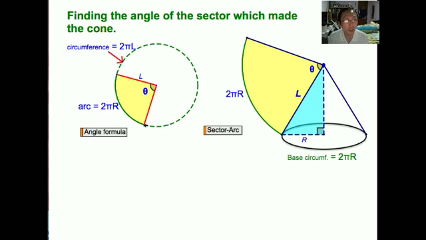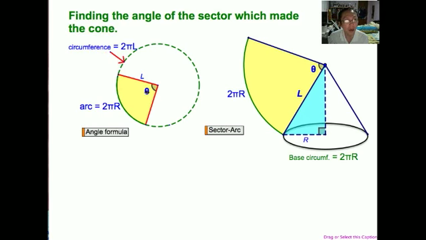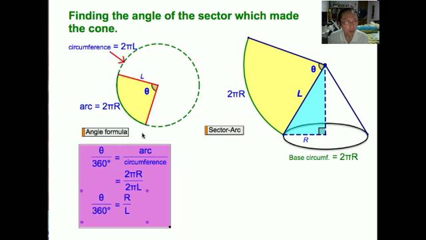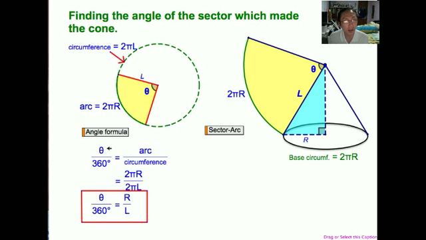There is another important formula to find the angle of the sector which made the cone. In order to do that, we need another formula. This is a formula which is formed by using the angle over 360 equals the arc over the circumference. And cancelling away 2 pi will give us a formula relating the angle, the base radius, and the slant length.